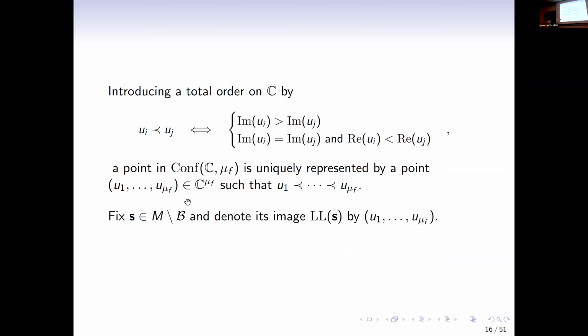Okay, so before giving the precise statement, I want to continue to explain distinguished spaces. So we consider the set of critical values in C, and we can put an order on this set by introducing this ordering.